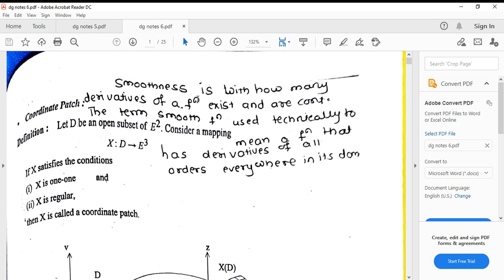What is the meaning of regularity? X is said to be regular if the rank of this matrix is equal to 2. Why should the rank be 2? Because D is a subset of E2. Here also you can see the rank of a matrix.